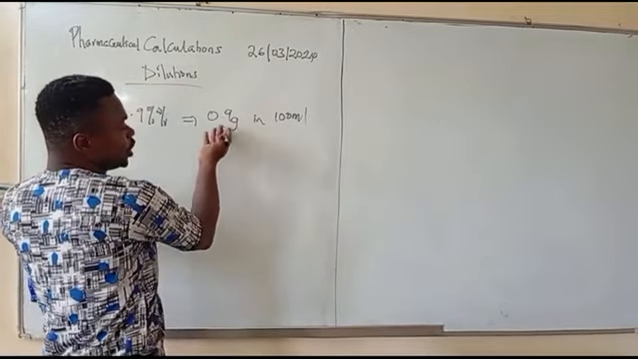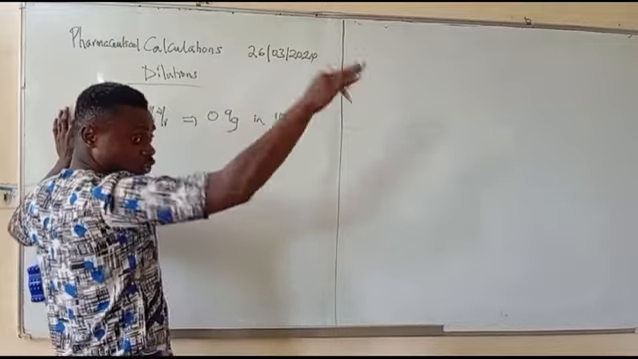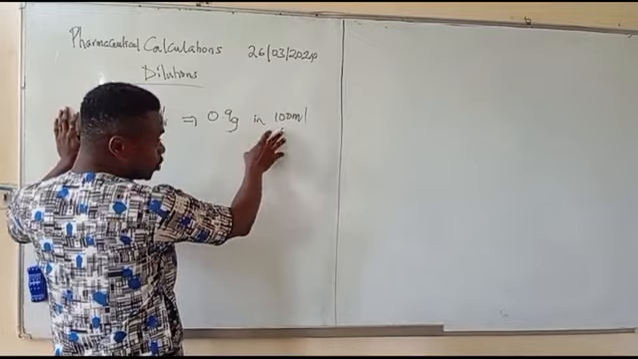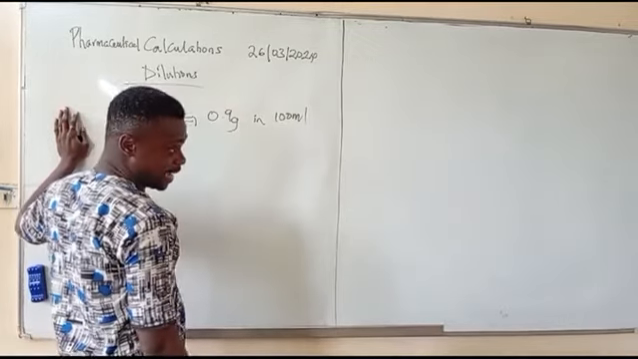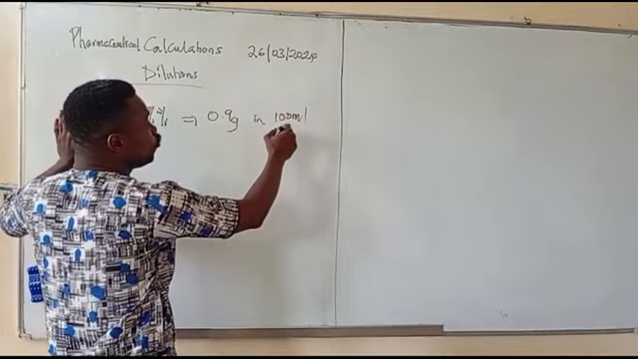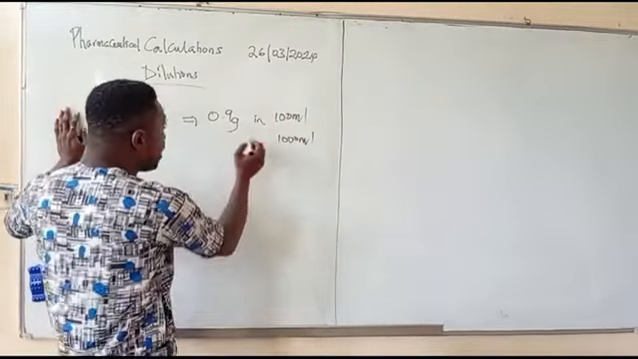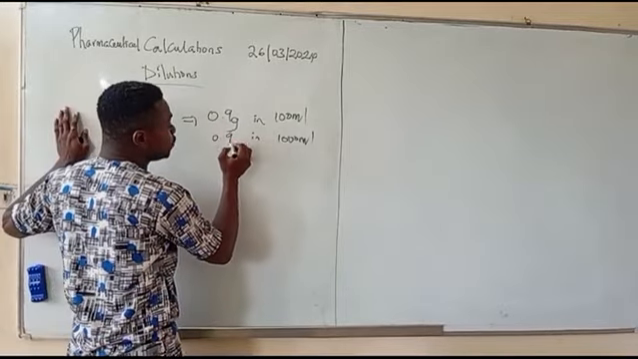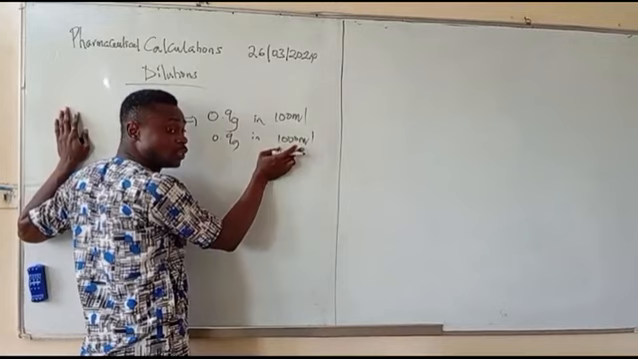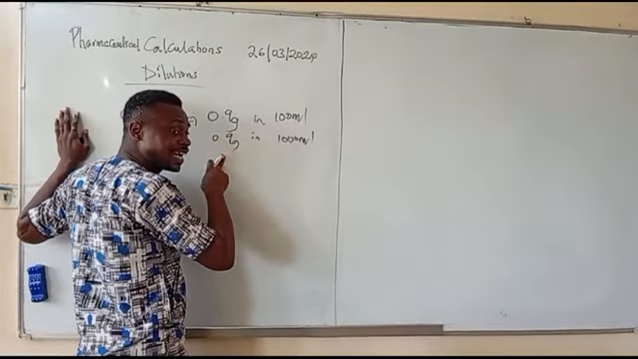Now, this is 0.9 gram of sodium chloride in 100 ml solution. You may decide to make the entire solution 1000 ml by adding 900 ml of water. If you add 900 ml of water here, the entire volume will become 1000 ml. The amount of sodium chloride is not changed. What you just change is that you increase the solvent, which is water.